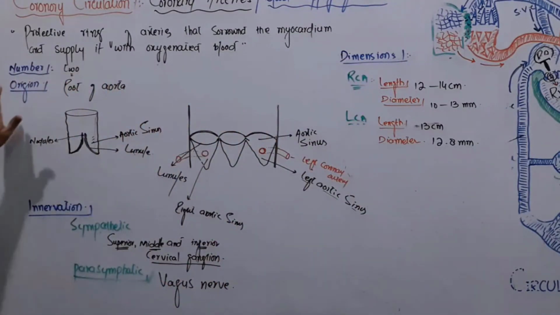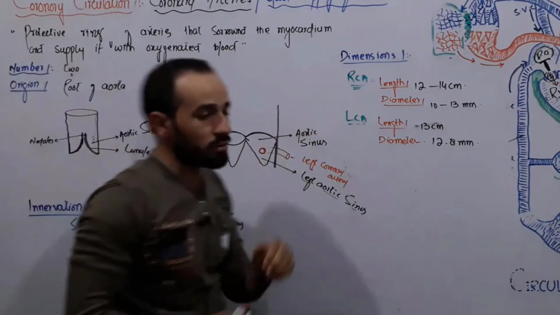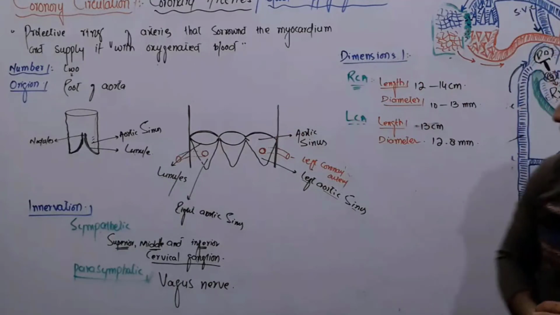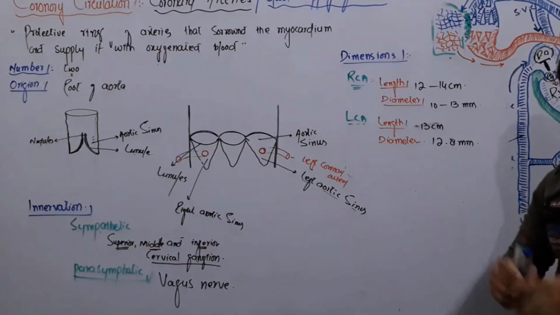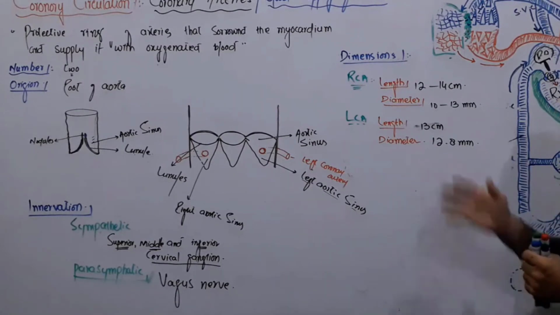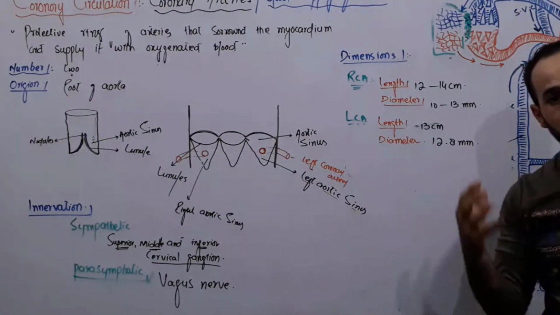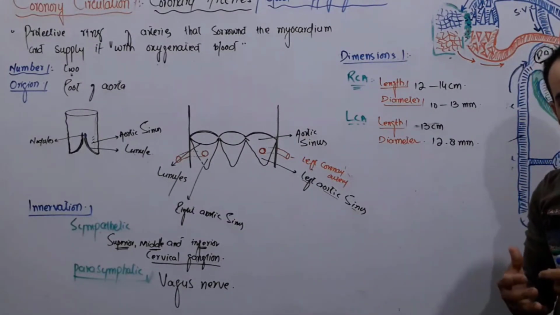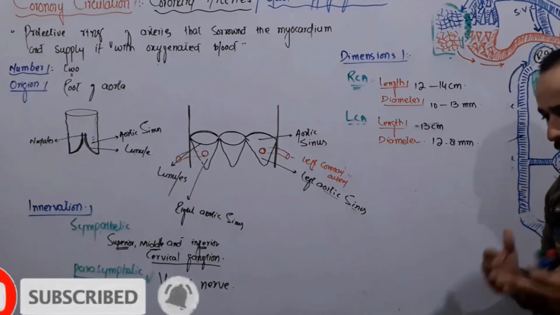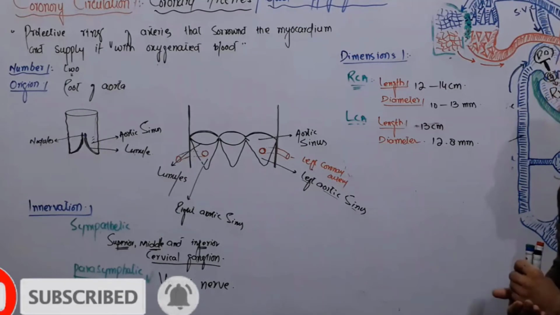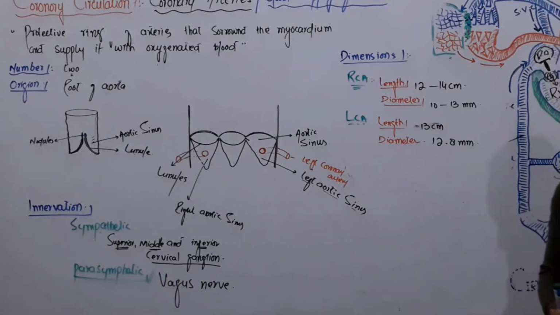So this was a little bit about the origin, the innervation, and the dimensions of the coronary arteries. Now in the next lecture, I will discuss and show all these coronary arteries that move on the surface of the heart on the right side and on the left side, and the regions to which these arteries provide oxygenated blood. Be with us.